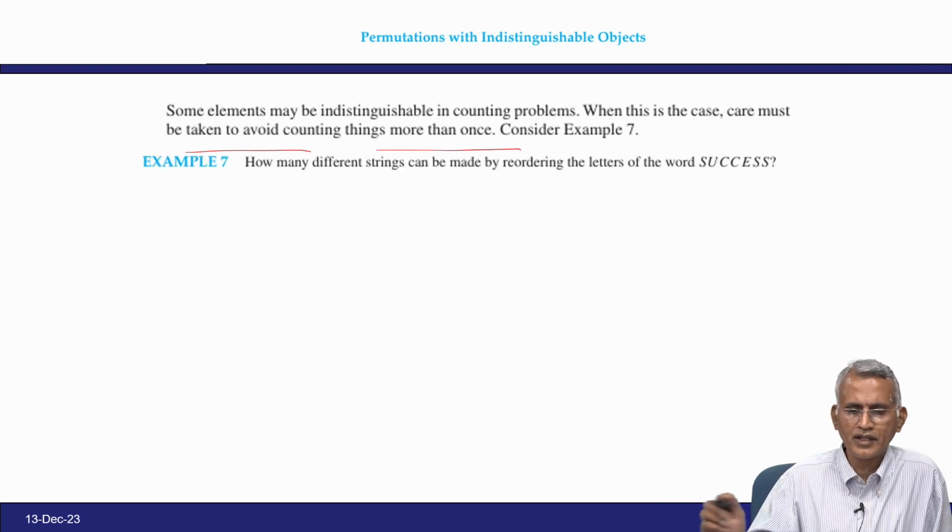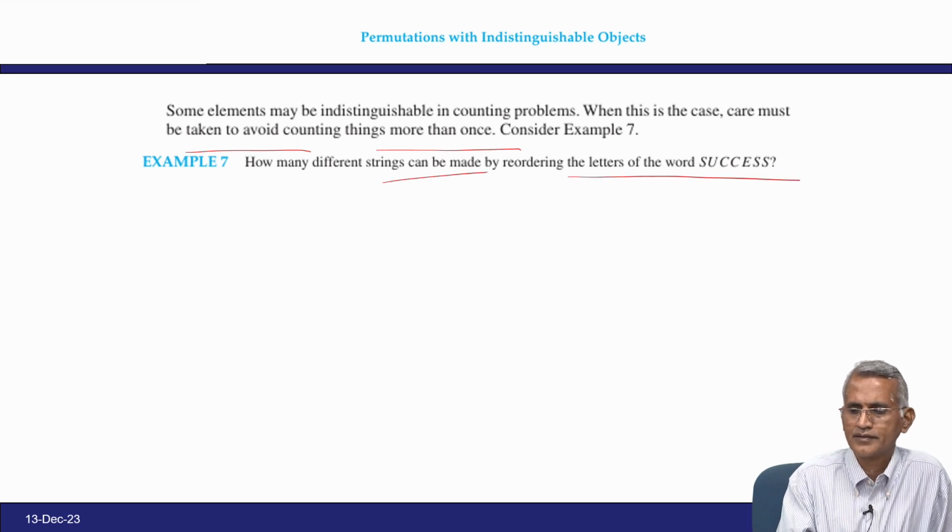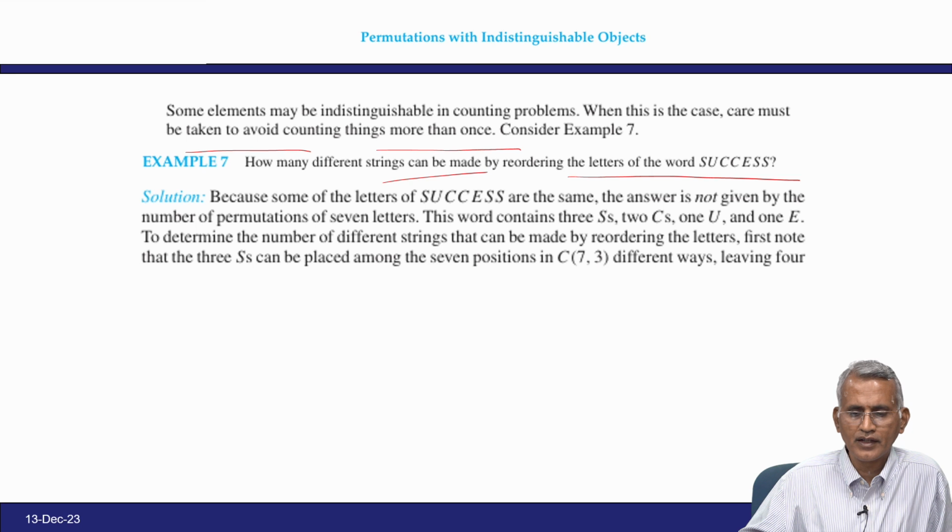How many different strings can be made by reordering the letters of the word SUCCESS? Because some of the letters in SUCCESS are the same, the answer is not given by the number of permutations of the 7 letters. This word contains 3 S's, 2 C's, 1 U and 1 E.